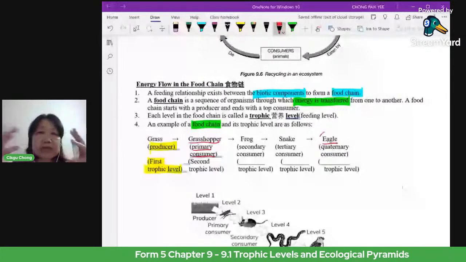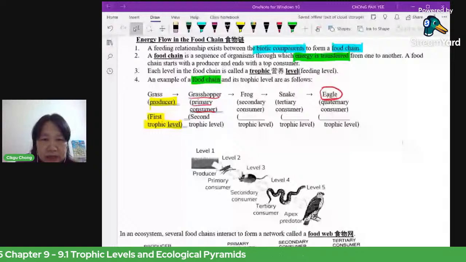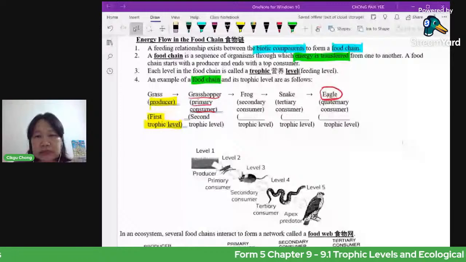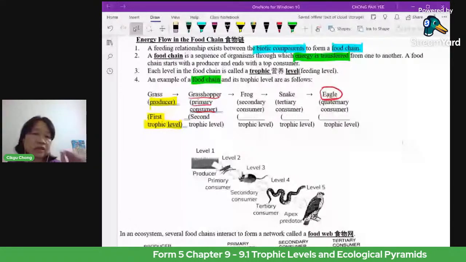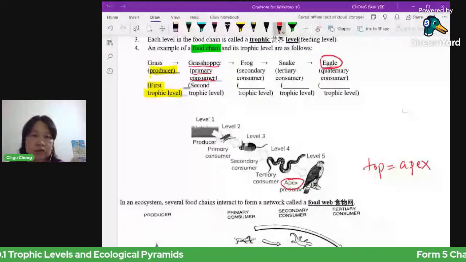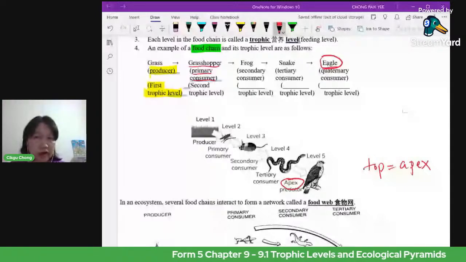Okay, now we look at this. So apex is the tip. We call the top the apex. They don't have things that eat them because they are considered the king, right? Just like the tiger. The tiger is the apex predator because you don't have another organism that eats the tiger. So the tiger in our Malayan rainforest, we consider to be at the top of the food chain.